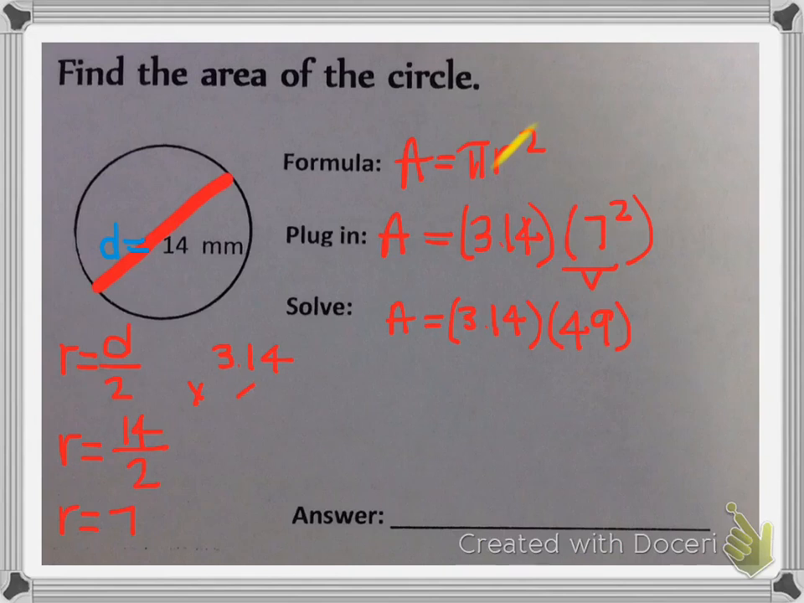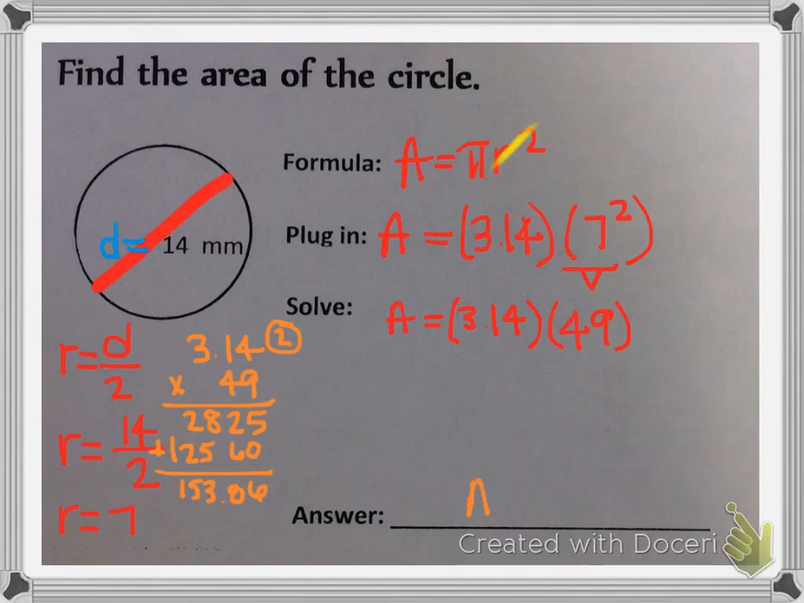3.14 times 49. I would like you to solve that, and when you are finished, please press play. Okay, so when you multiplied those two numbers, you should have gotten that A equals 153.86 millimeters. Remember, we measured in millimeters, so our units are squared.